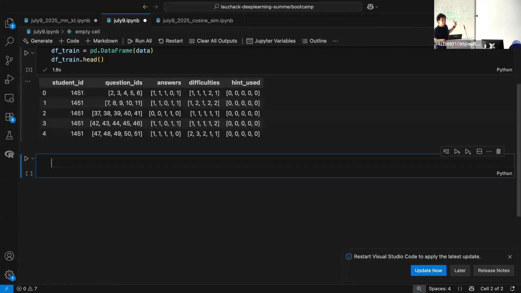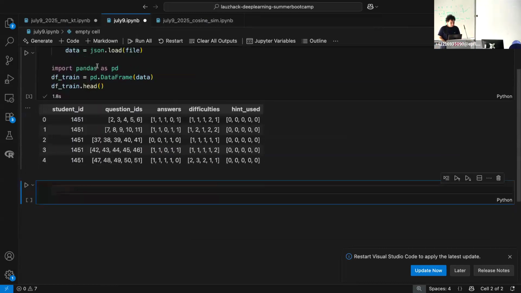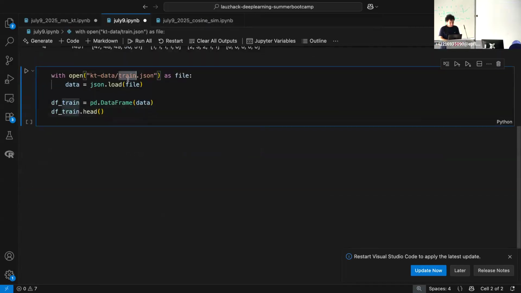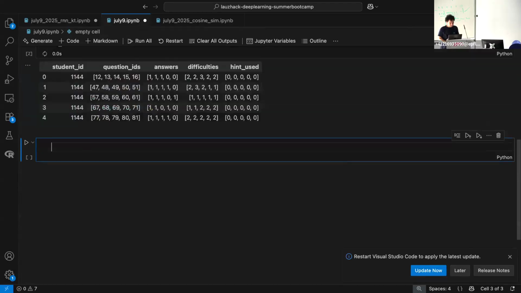Did you get the task? It's pretty simple. I chose it to be pretty simple so that we can demo it, right? Let's also load the test data the same way. Test.json, right? And then df_test. Df_test. Perfect.